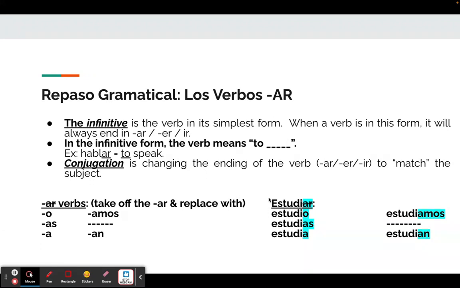So over here we have el verbo estudiar. So we take off the AR and then we just add the corresponding endings. Yo estudio, tú estudias, él, ella, usted estudia, nosotros estudiamos, ellos, ellas, ustedes estudian. O, as, a, amos, an. And notice the stem of the verb stays the same in all of those forms.